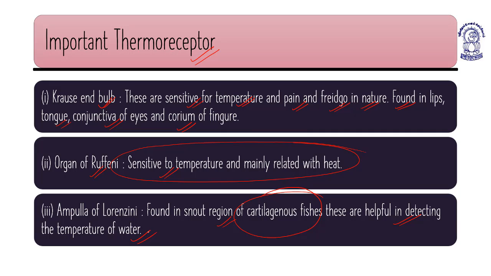So Krause's end bulbs are sensitive for temperature and pain, and they are frigid in nature. They are found in lips, tongue, conjunctiva of eyes, and corium of finger. Organ of Ruffini is sensitive to temperature and mainly related to heat. Ampulla of Lorenzini is found in the snout region of cartilaginous fishes and is helpful in detecting the temperature of water. So these are important thermoreceptors.